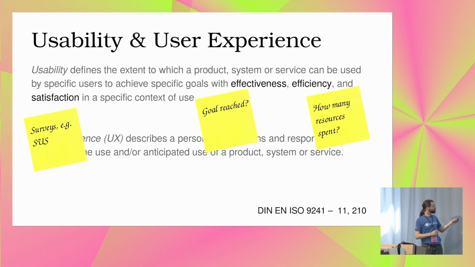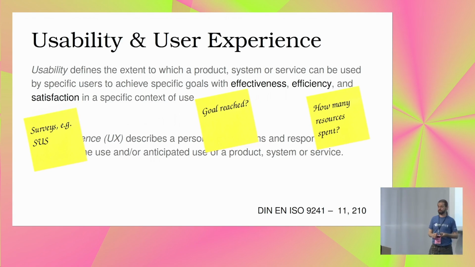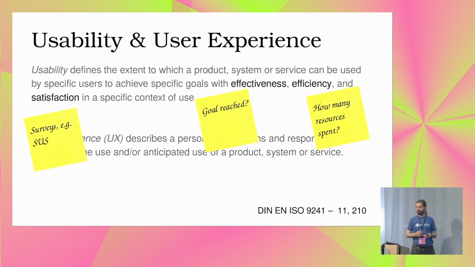The other three important parts here are the effectiveness, which is basically: can I reach the goal in the software? That's the question you ask yourself. Am I able to reach the goal? Then the efficiency, normally asked by how many resources I have to spend. Often that's time, but it could also be other resources that people need to spend to reach a goal. And then the satisfaction, which you normally measure using surveys, like the System Usability Scale or other surveys, to see how satisfied users are.